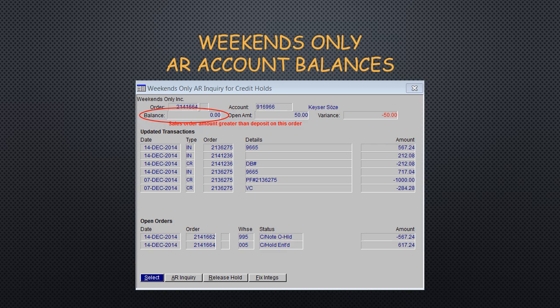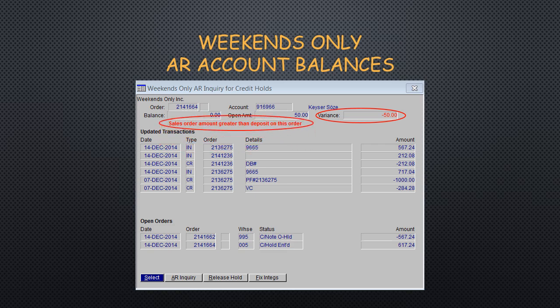The AR balance. This balance excludes open credits and sales orders. Open amount: the total amount on open credits and sales orders which are not included in the AR balance. Variance: the difference between the balance on the AR amount and the open amount on sales orders and credits. If the variance is shown in red, the open commitments or sales exceed the deposit on the account.